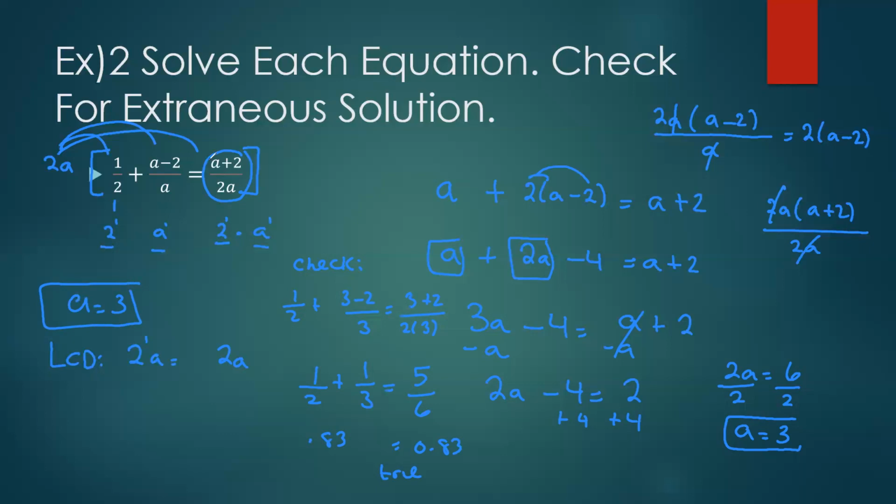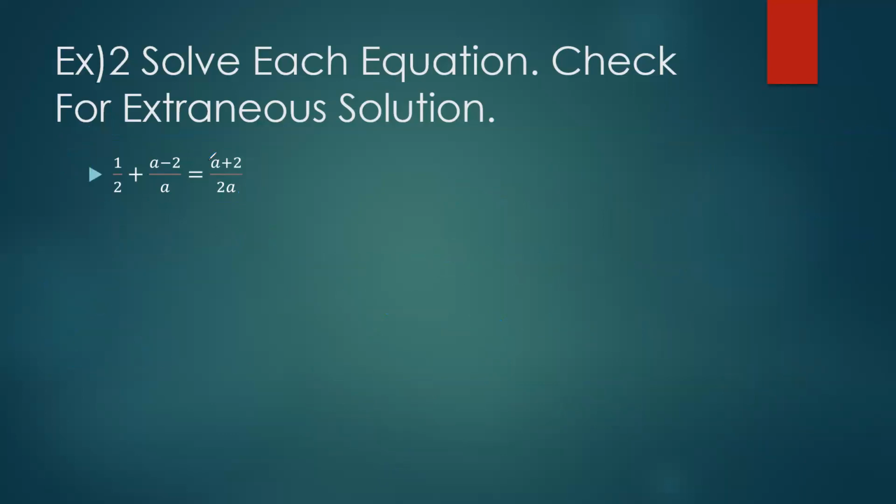Let's move on to example 3. It says solve each equation, check for extraneous solutions. Okay, so on the bottom we have 1/3 minus (k plus 3) over 6k equals 1/3k minus (k minus 1) over 2k.